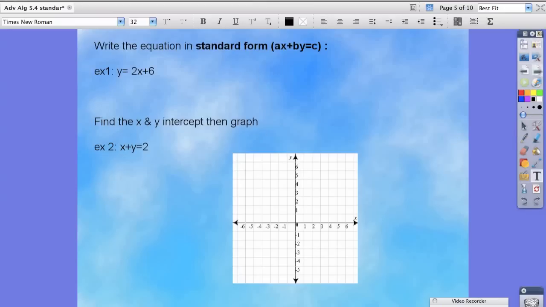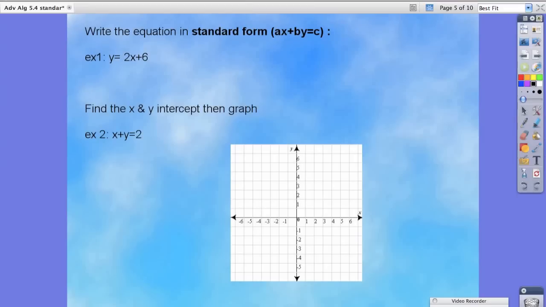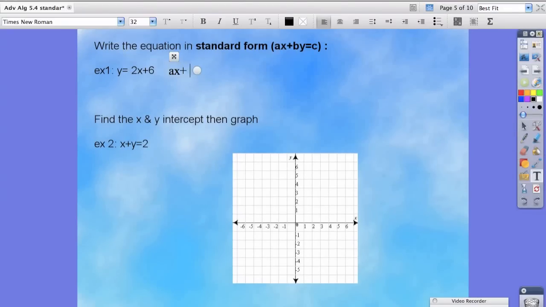So let's look at another problem. So now we're going to write the equation in standard form again. Example 1, we're again trying to make it look like ax plus by equals c, and obviously that doesn't look like it right now. We probably should move the 2x. So to do that, we're going to subtract 2x from both sides, leaving us with negative 2x plus y equals 6.